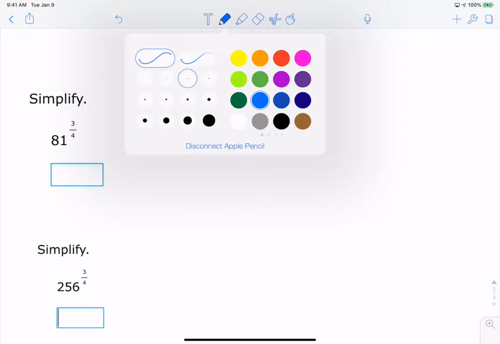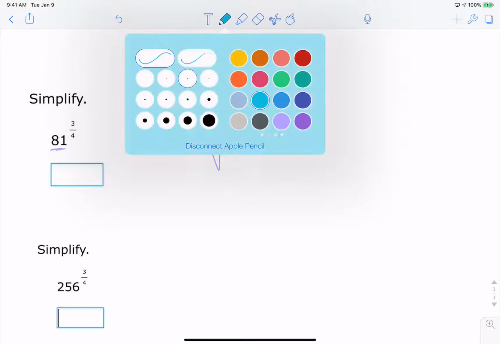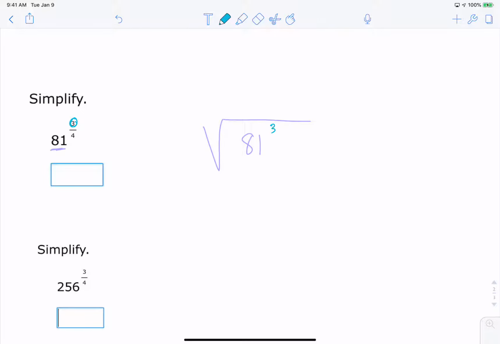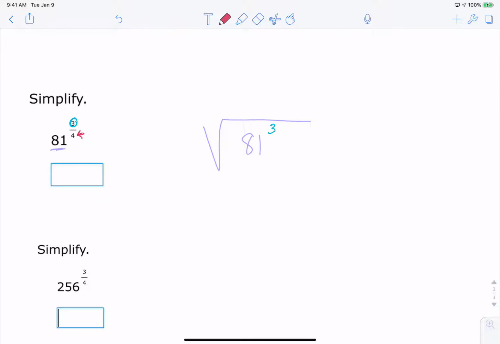All right, here we're changing just a little bit. Keep the radical. The base is still 81. But now look, your power is 3 and your index is 4. Excuse me. So we're figuring out what is the fourth root of 81 first, and then we'll take it to the third power.